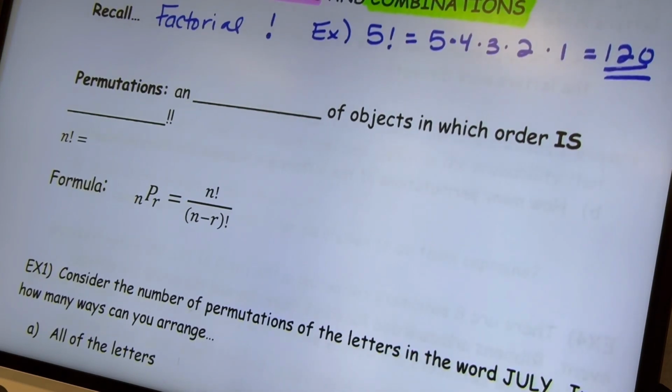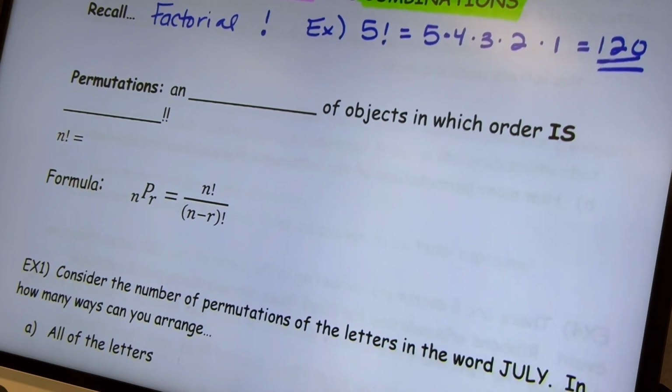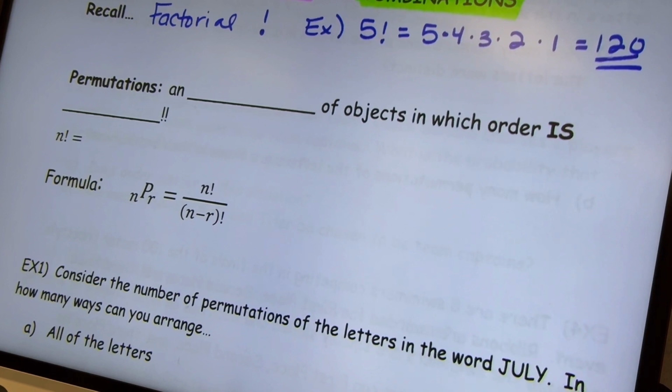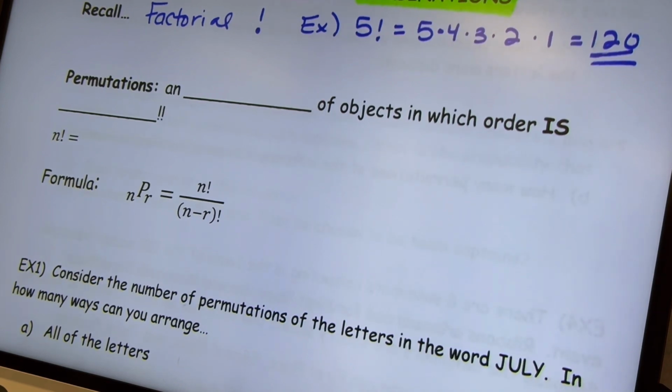First semester when we were doing these, I made you do them by hand the long way. I showed you minimal things on the calculator, but today I'm going to show you everything that you can do on that calculator. So all the shortcuts come today.